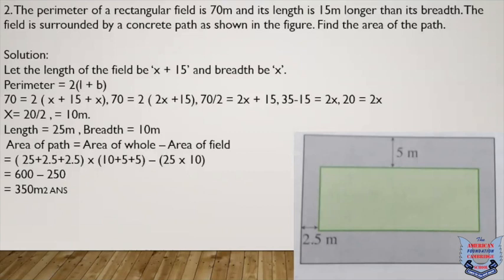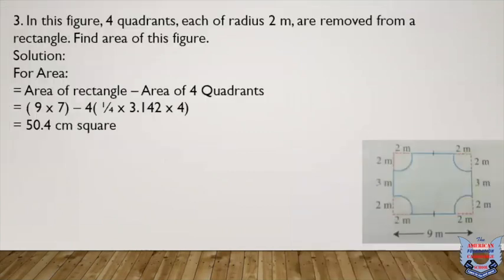Moving on. Okay, there are 4 quadrants in this picture. Quadrants are handled the same way we deal with the semicircle. In this figure, 4 quadrants, each of radius 2 cm, are removed from a rectangle. So you have to find the area of the remaining shape.